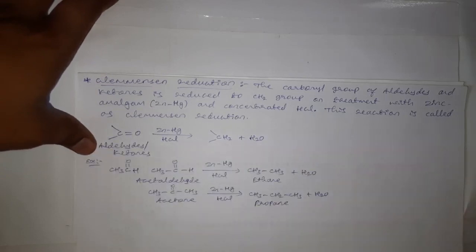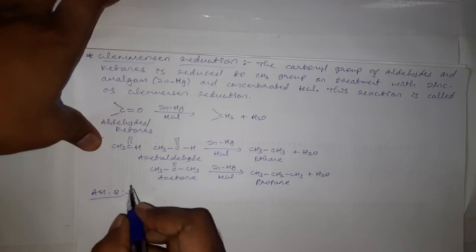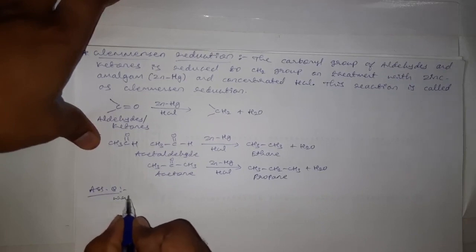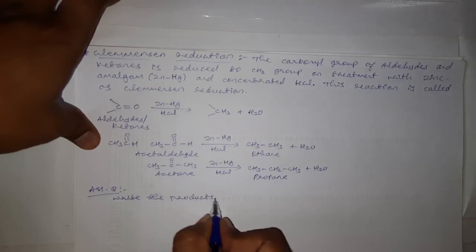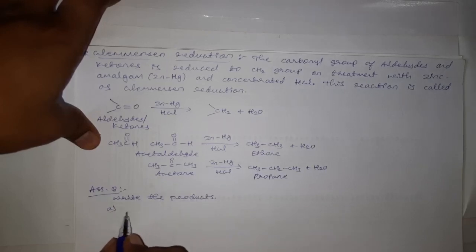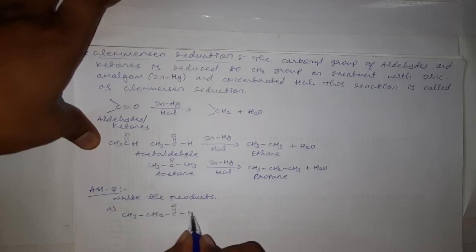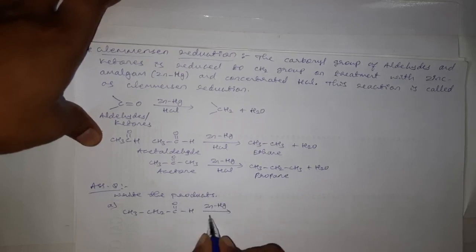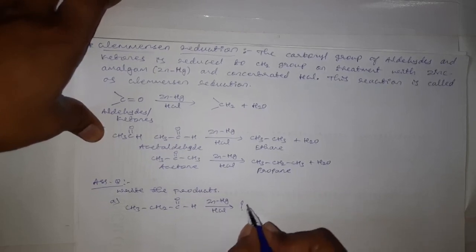Now take down the assignment question. Write the products. For A, CH3 CH2 C double bond O H, when it is treated with zinc amalgam in presence of hydrochloric acid, what will we get? Please write down the product for this one.